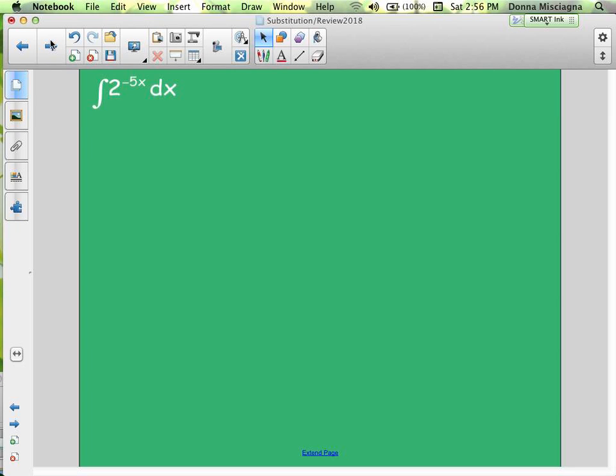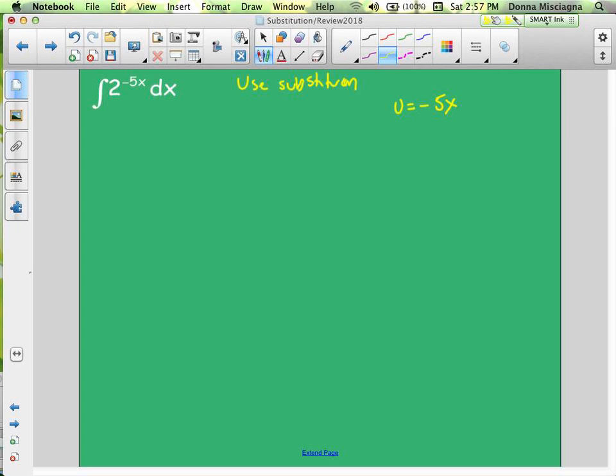All right, so u should be the negative 5x. Right? So we can go through all the different times you want to use substitution. All right, so one time is you substitute when x is in the exponent. All right, so u is equal to negative 5x.